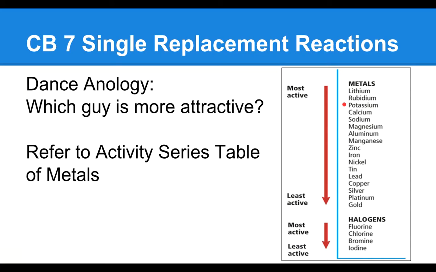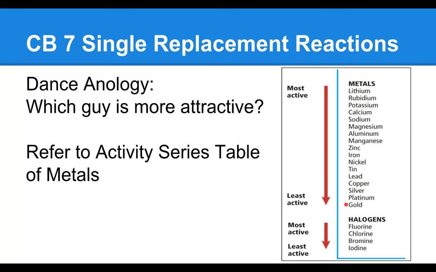So if they're higher up on the chart, then they will replace the metal that is in the compound. If the single element that is trying to replace the other element is lower on the chart, then it will not replace it. So the dance analogy goes like this. Which guy is more attractive? Elements at the top of the activity series are more attractive than elements at the bottom of the activity series. So something like lithium would be more attractive than gold.